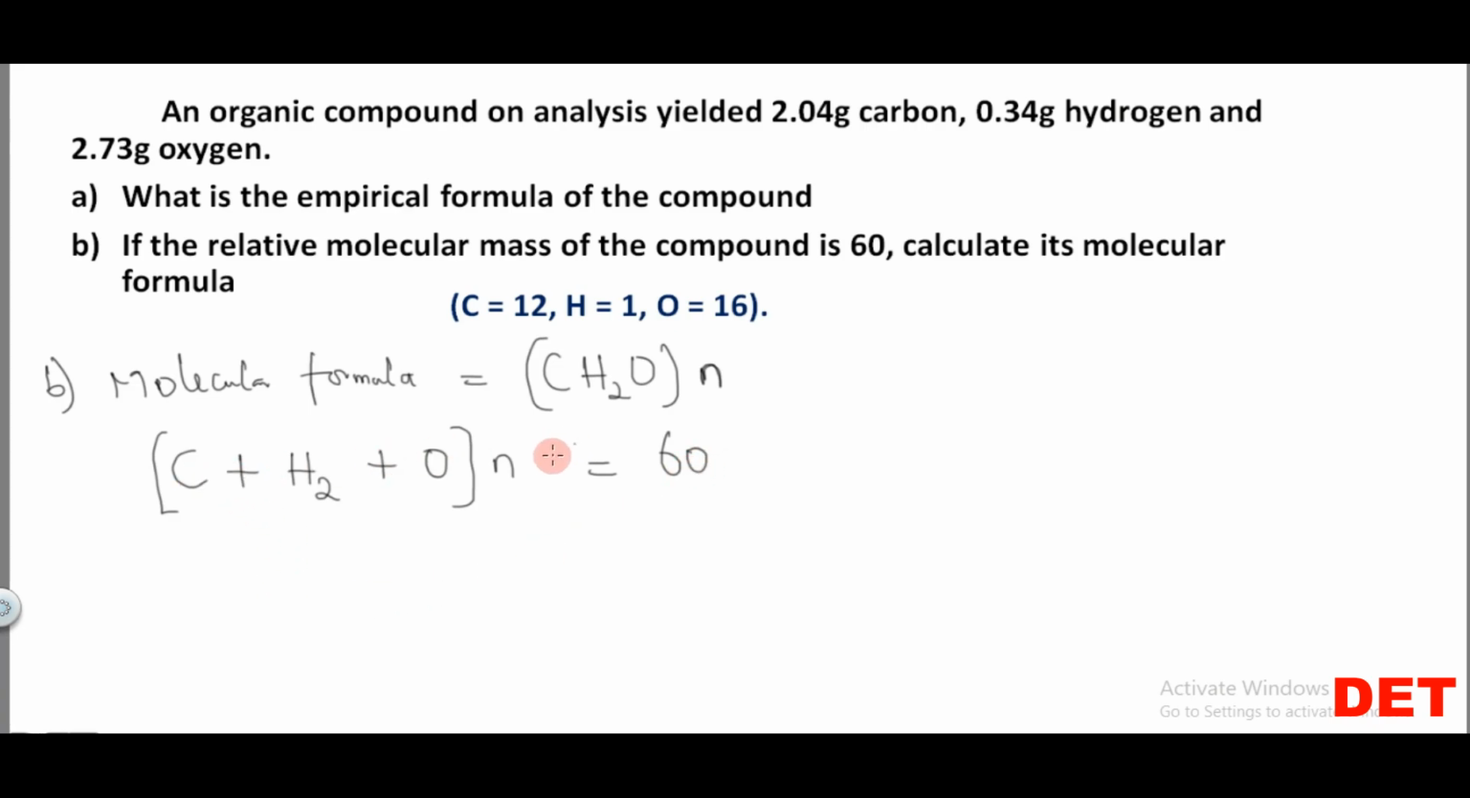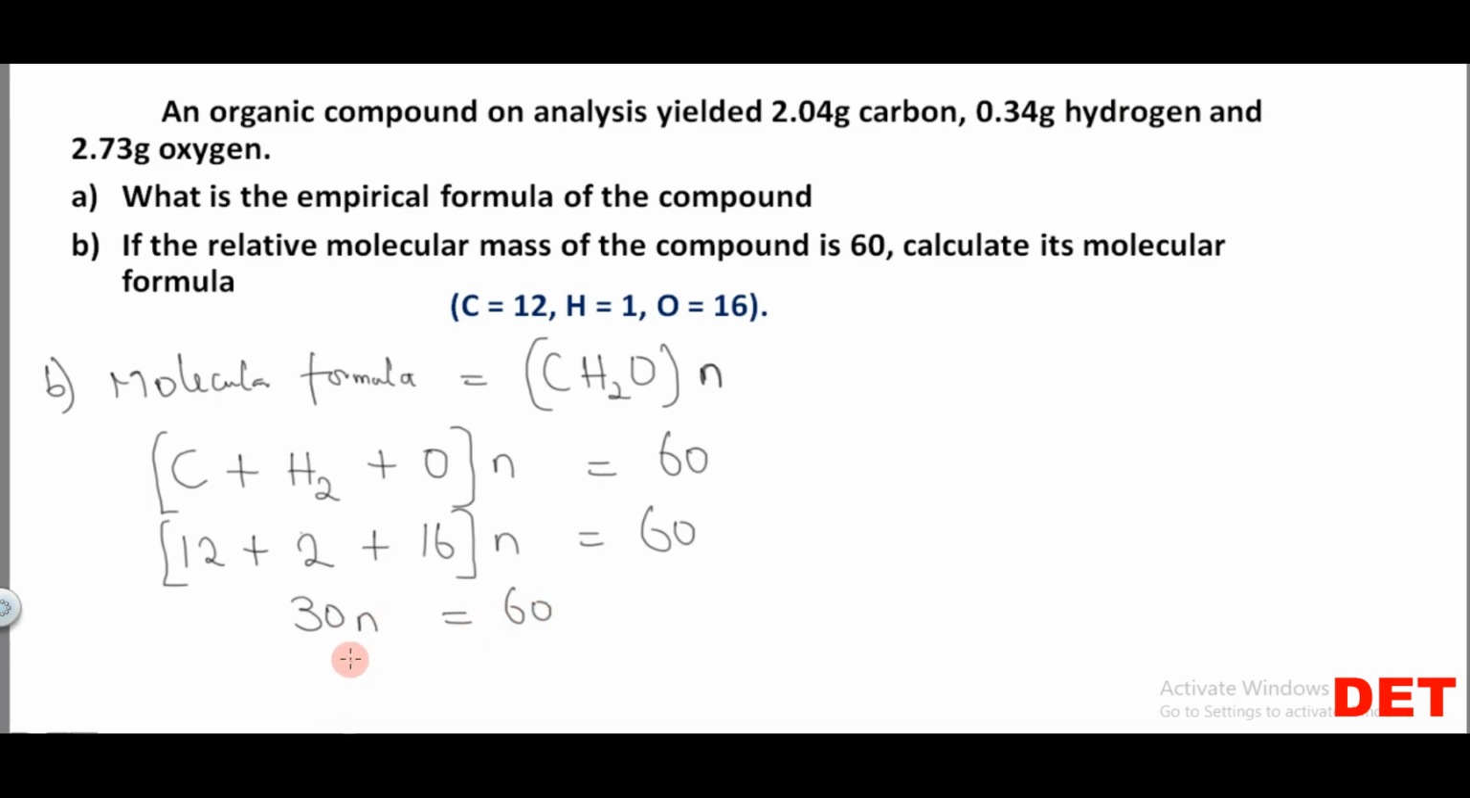What is the relative atomic mass of carbon? The relative atomic mass of carbon is 12. So that is 12, plus the relative atomic mass of hydrogen, which is 1, so 1 times 2 gives us 2, plus the relative atomic mass of oxygen, which is 16, times N equal to 60. So 12 plus 2 is 14, 14 plus 16 gives us 30, and 30 times N gives us 30N, equal to 60.